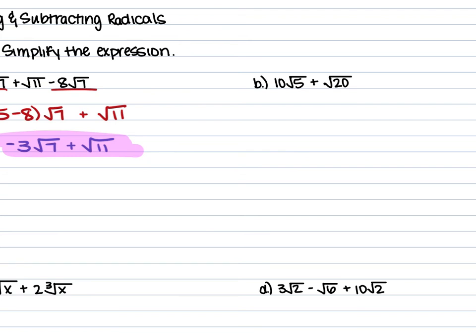Now that's square root of 20, see if you can simplify it. When we find the prime factorization of 20, that's 4 and 5. 4 is 2 and 2. These 2's pair up, so this can be rewritten as 10 square root 5 plus 2 square root 5. Now we have two terms that are like terms because they both have the square root of 5 attached to them. So add the 10 and the 2. That gives us 12. Keep it attached to the square root of 5.